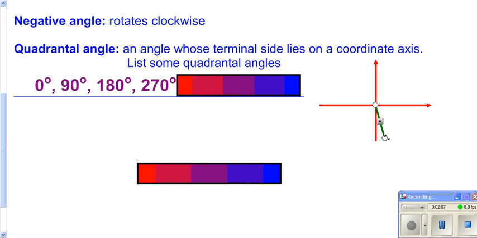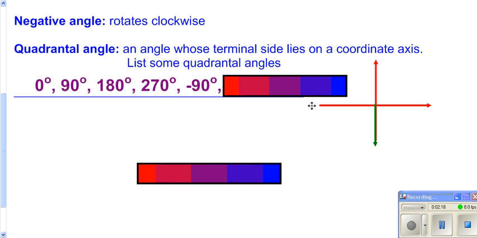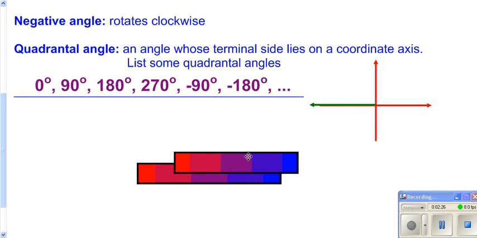You could go all the way around and get to 360, but that's going positively. Keep in mind you could start here and go negatively, so you could rotate back to this, and it would be negative 90. So then you'd also have negative 180. And so on. So there's infinitely many quadrantal angles.